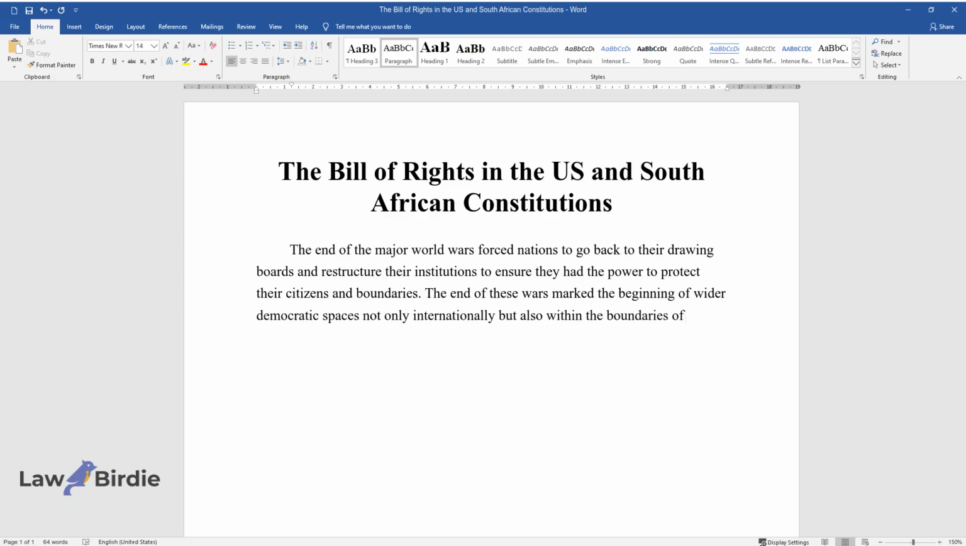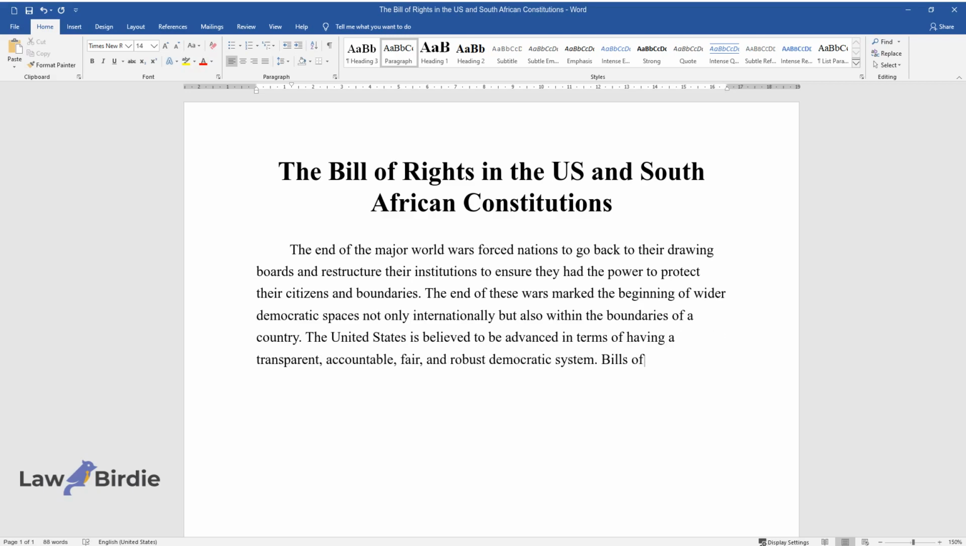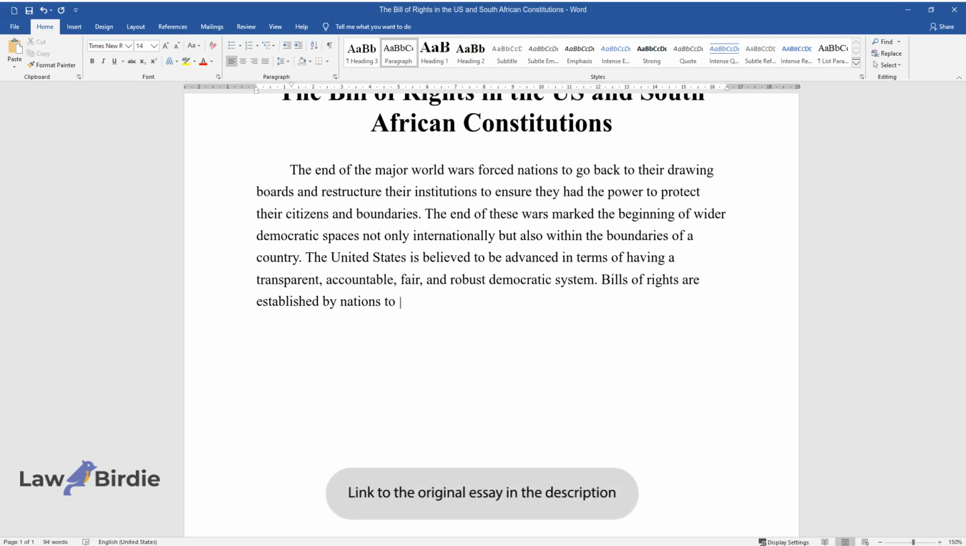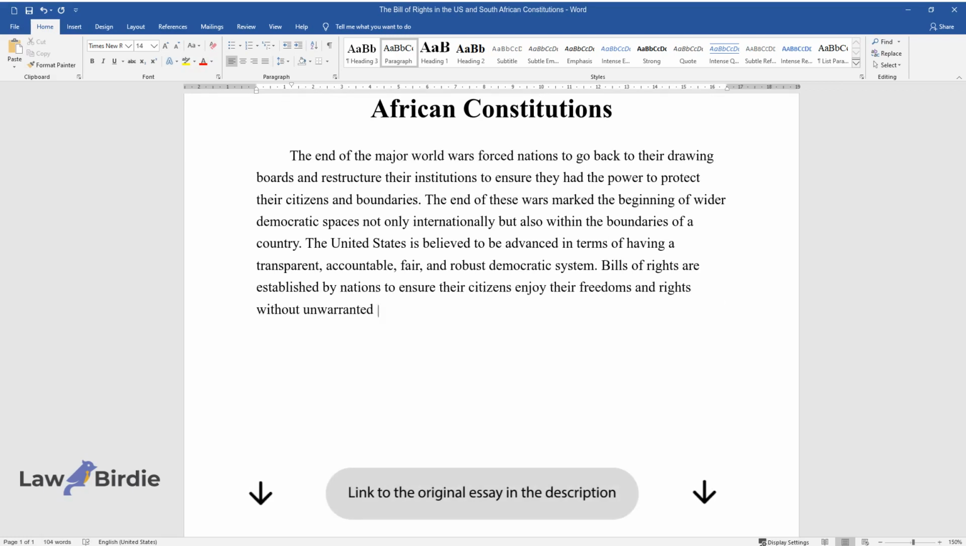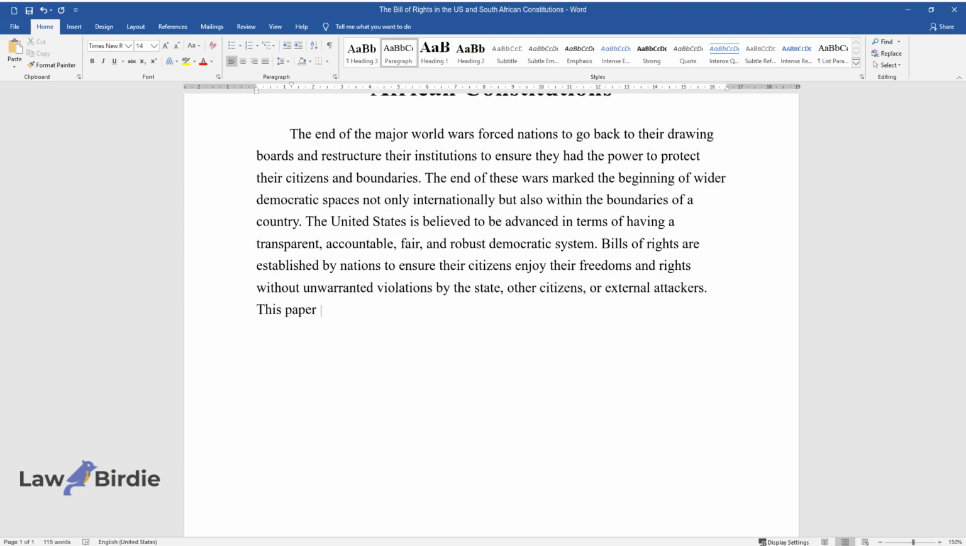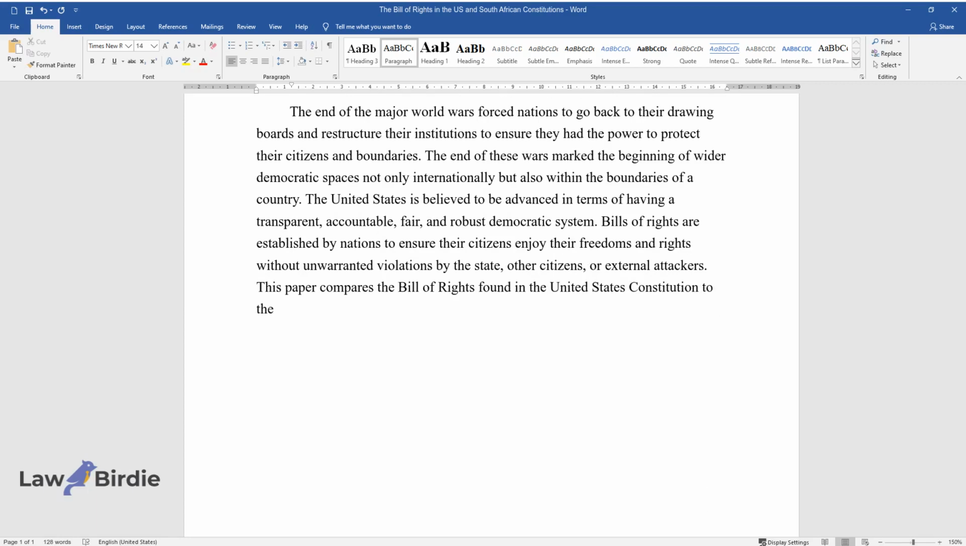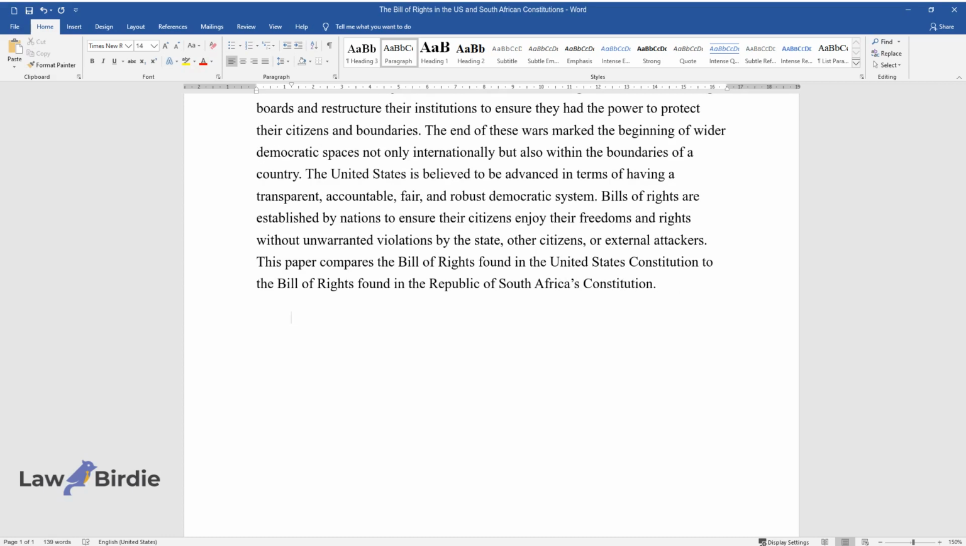of a country. The United States is believed to be advanced in terms of having a transparent, accountable, fair, and robust democratic system. Bills of rights are established by nations to ensure their citizens enjoy their freedoms and rights without unwarranted violations by the state, other citizens, or external attackers. This paper compares the Bill of Rights found in the United States Constitution to the Bill of Rights found in the Republic of South Africa's Constitution.